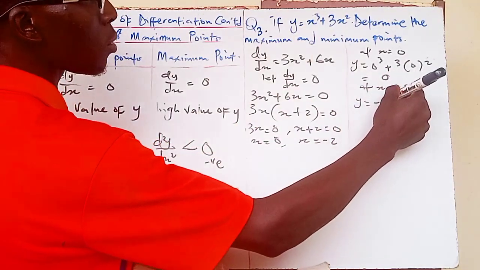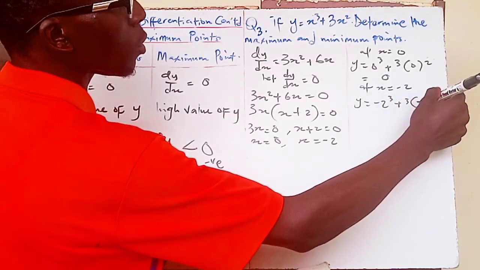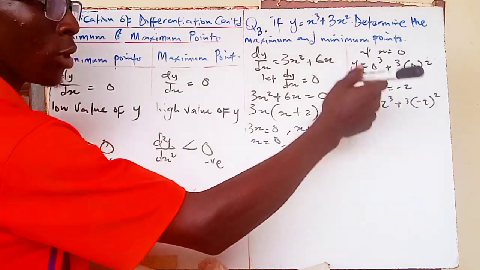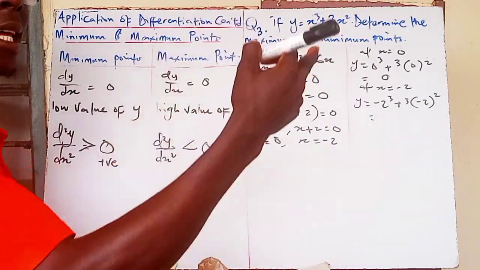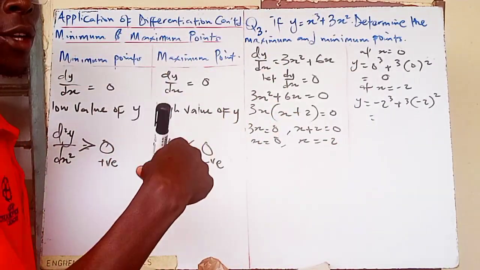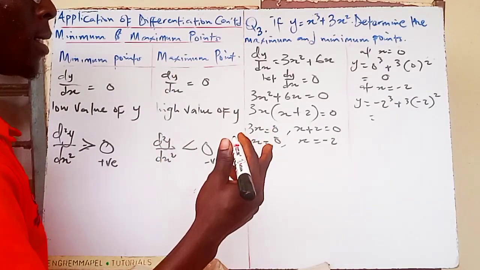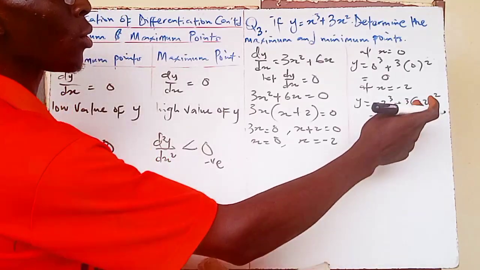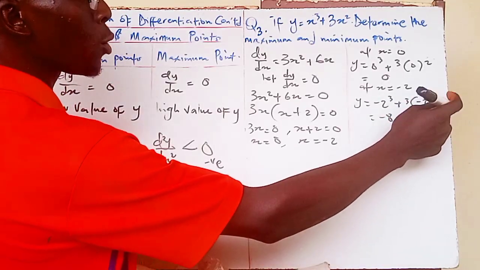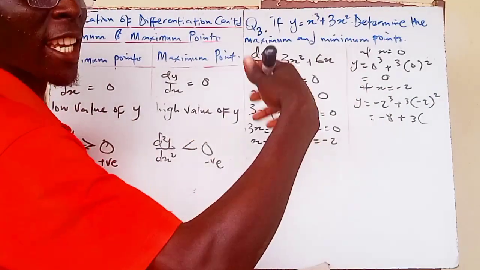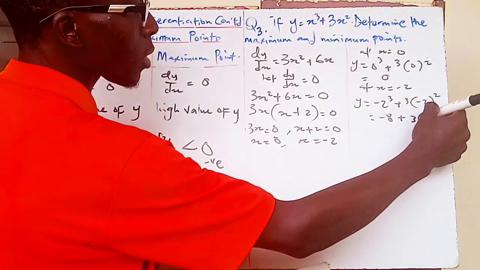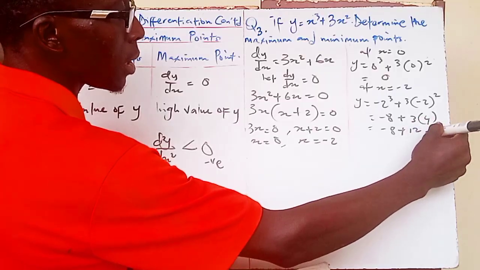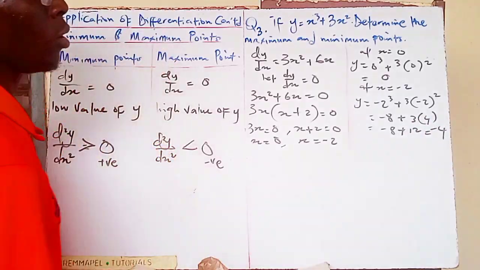y is equals to minus 2 raised to power 3 plus 3 into bracket minus 2 raised to power 2. So let's see what happened there. Minus 2 raised to power 3, that's minus times minus times minus, right? It's still going to give us minus. Minus times minus is plus, times minus, that will be minus again. So that will be minus 8 plus 3 into brackets minus 2 squared, that's minus 2 times minus 2, that's what? 4, because minus will cancel minus there. So here we have minus 8 plus 12 and this is minus 4, right?